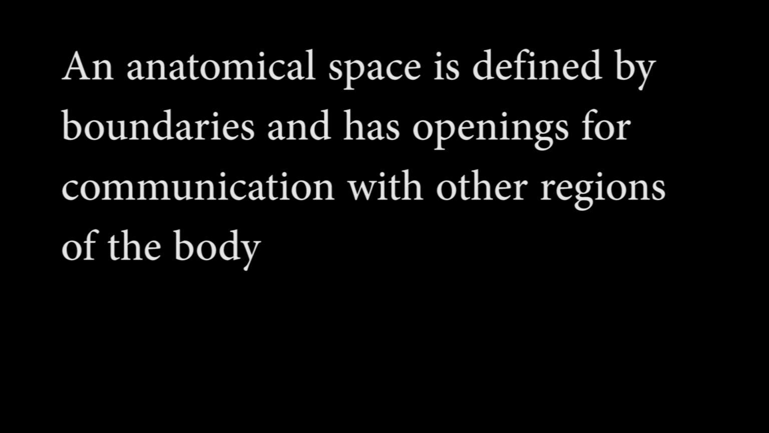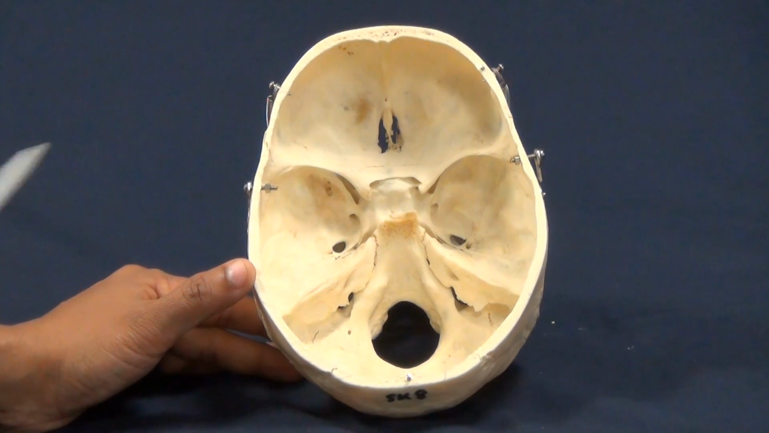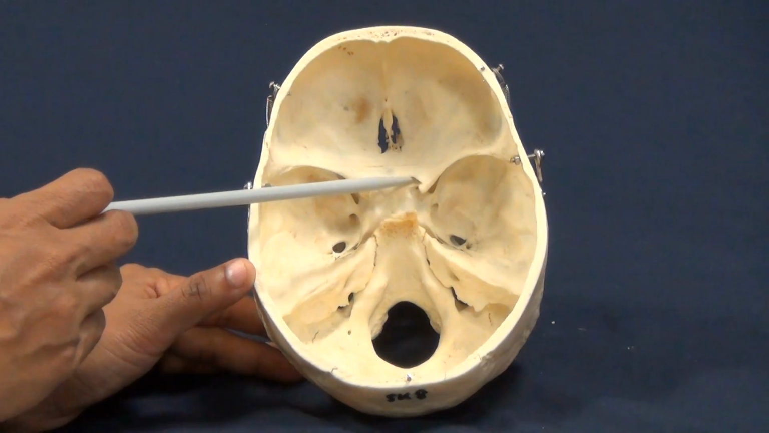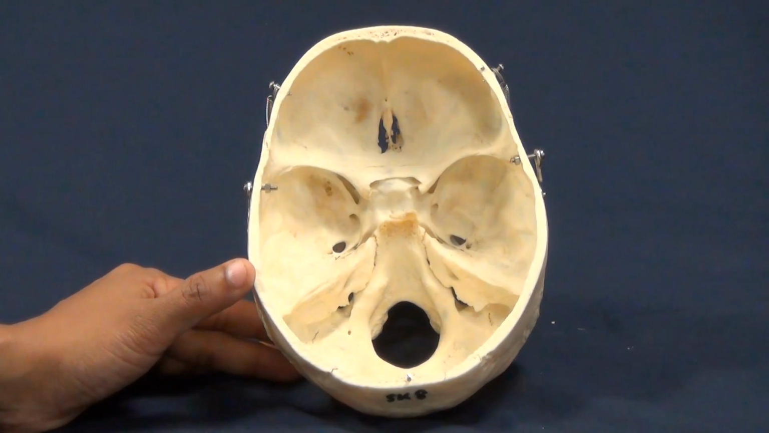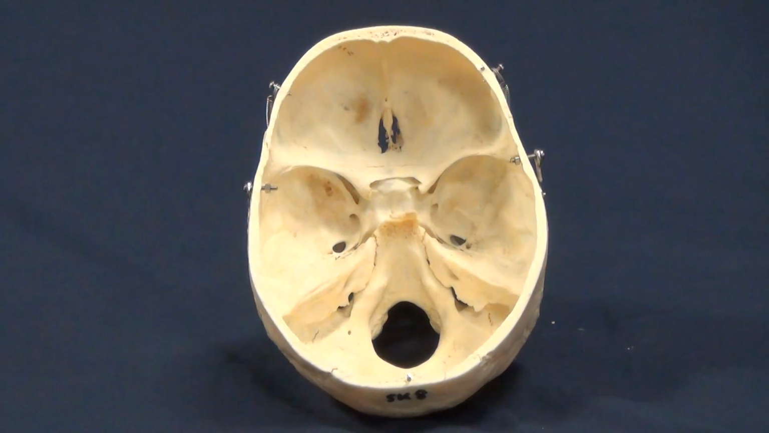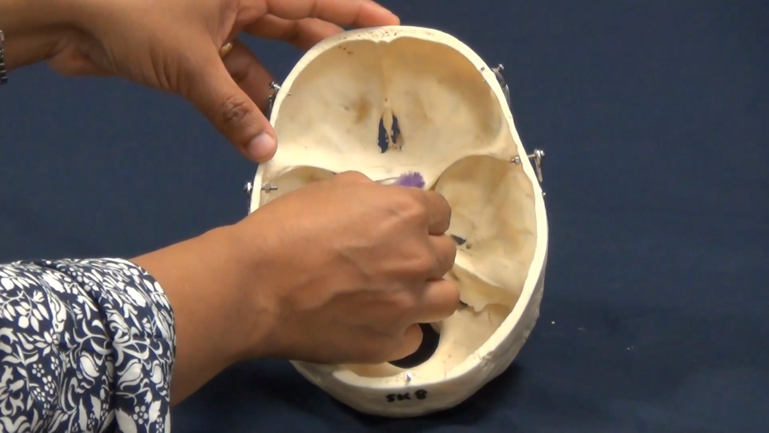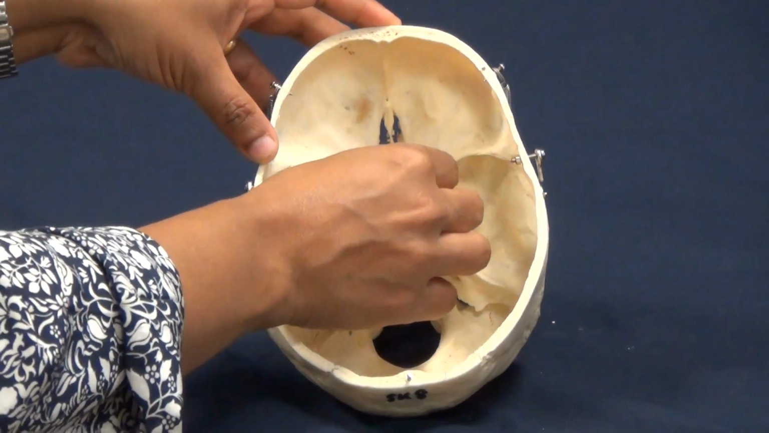Now that you have looked at the anatomical spaces and their boundaries, let's look at a few of the communications of these anatomical spaces. The foramina that we will use as an example would be the optic canal. The optic canal is an opening that is associated with the sphenoid bone. We will make use of pipe cleaners to look at the two anatomical spaces that the optic canal will communicate. So let's pass the pipe cleaner through the optic canal.